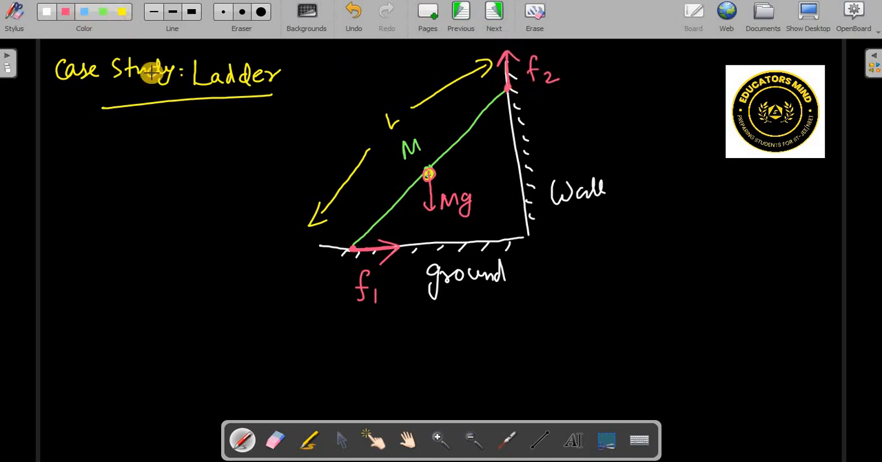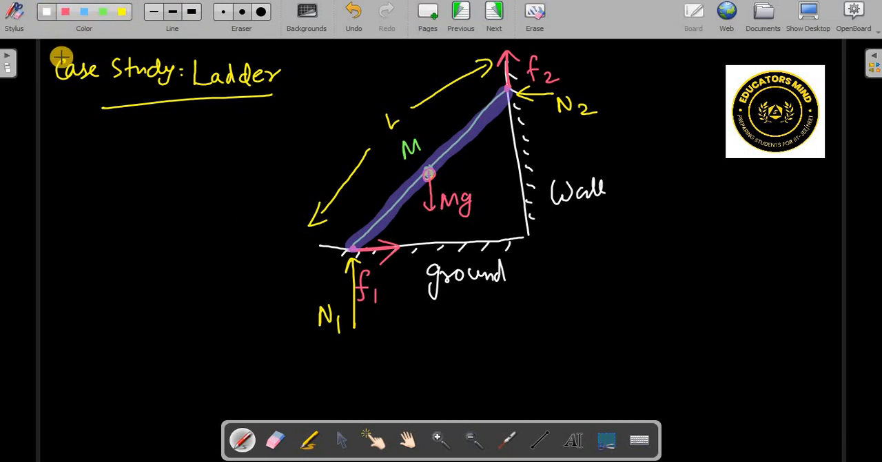Normal should also be acting, right? So here normal is, let's say, N2. Here the normal which is acting is N1. These are the forces acting on this rod, isn't it? Right? These are the forces acting.